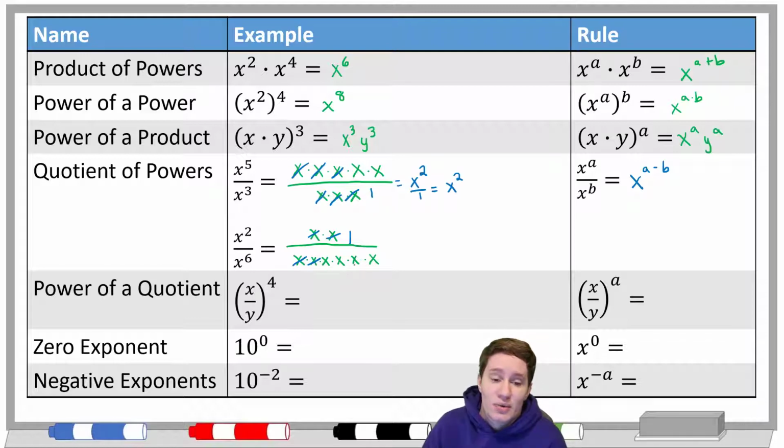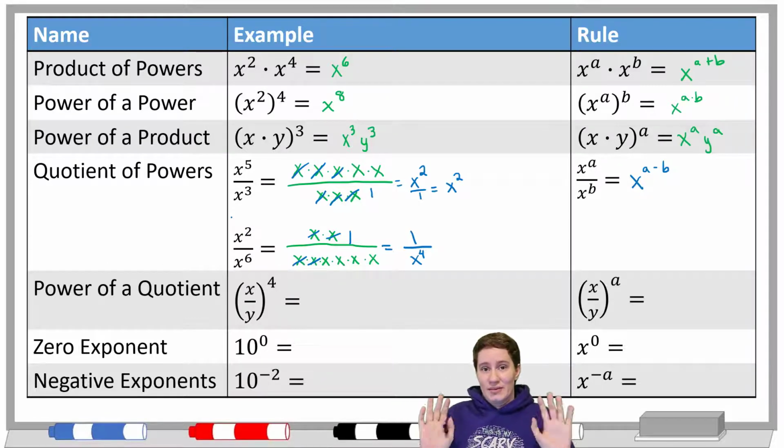But when we are left with 1 on top, we need to keep that 1 on top and then figure out what's on bottom. X, x, x, x. There's 4 of them. So this ends up simplifying to be 1 over x to the 4th. Now let's see if we can figure out how we could have come up with that using this idea of division means subtraction. So there's two ways to do it.